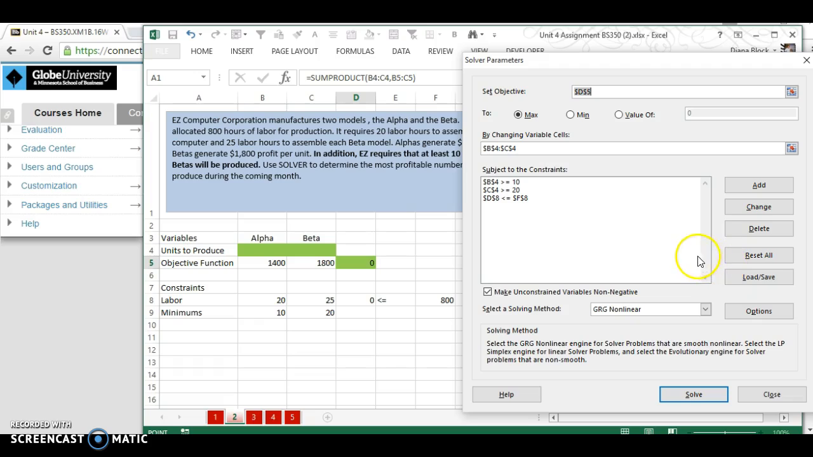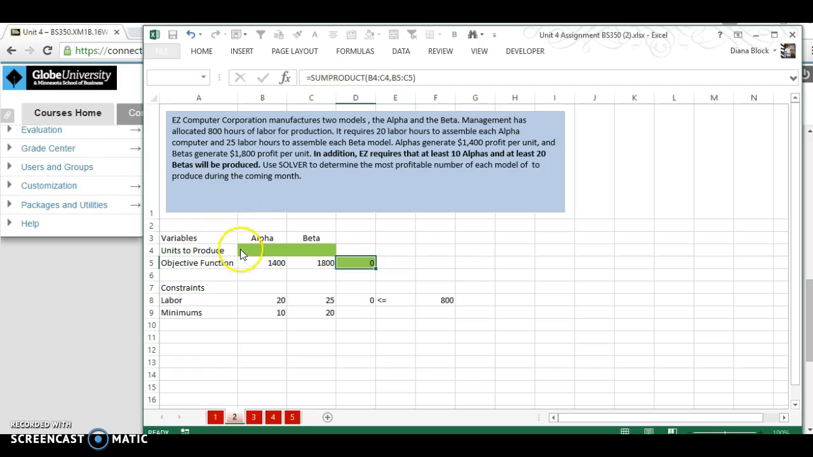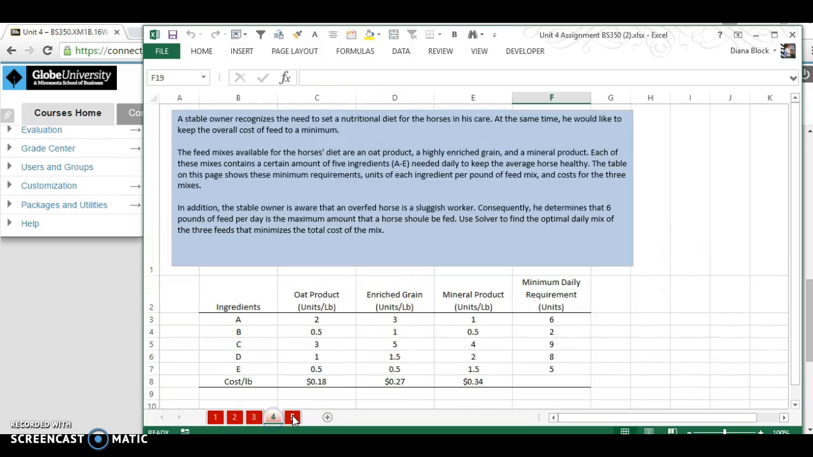Okay, so now I have all three of my constraints in there. My constraints are that I need to have at least 10 alphas, I need to have at least 20 betas, and that I have to have labor of less than 800 hours, no more than 800 hours of labor. And so then I could click solve here. And then on the next box, say keep the solver solution, and Excel will then go through and fill in the number of each item that we should create in order to meet this constraint of less than 800 hours and maximize profit. So that's how you're going to use Excel for each of these problems.